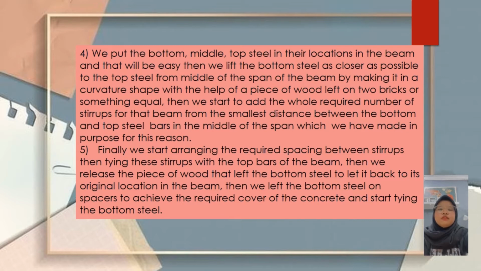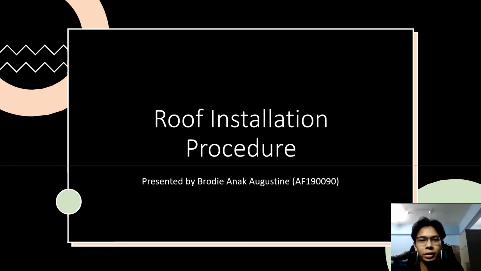Finally, we start arranging the required spacing between stirrups, then tying these stirrups with the top bar of the beam. Then we release the piece of wood that lifted the bottom steel to let it go back to its original location in the beam. Then we lay the bottom steel on spacers to achieve the required cover of the concrete and start laying the bottom steel.